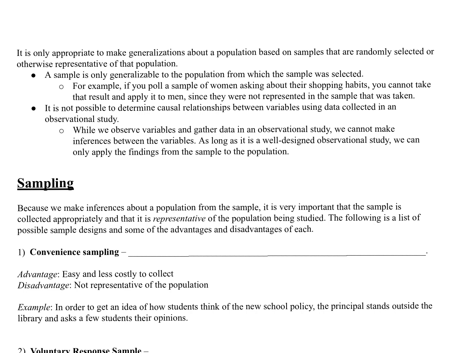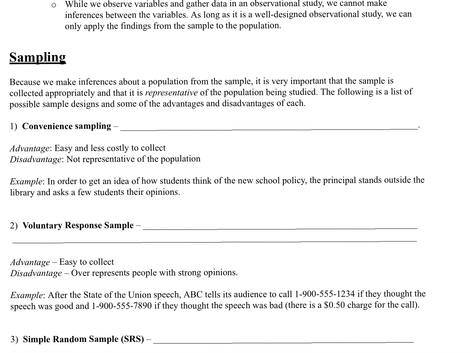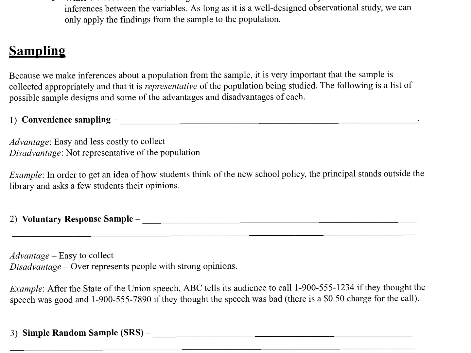So let's talk about some very common sampling methods that we use for an observational study. Because our goal is to make inferences about a population from our sample, it's very important that our sample is collected appropriately and representative of our population. So we have a list of about 6 ways that are very common methods of collecting data. And we'll talk about advantages and disadvantages of each of them.